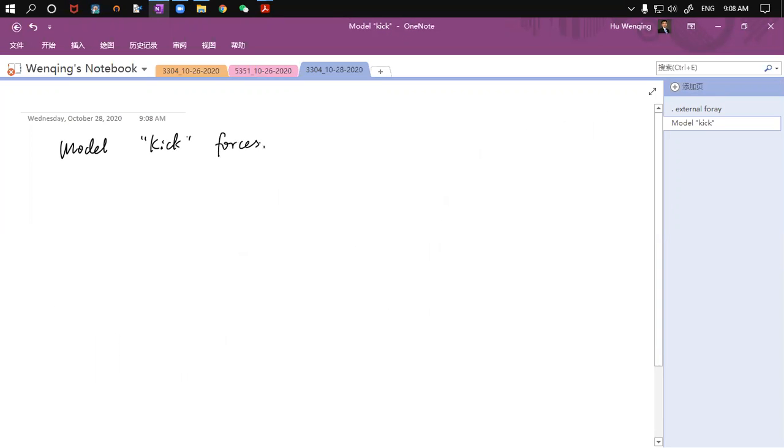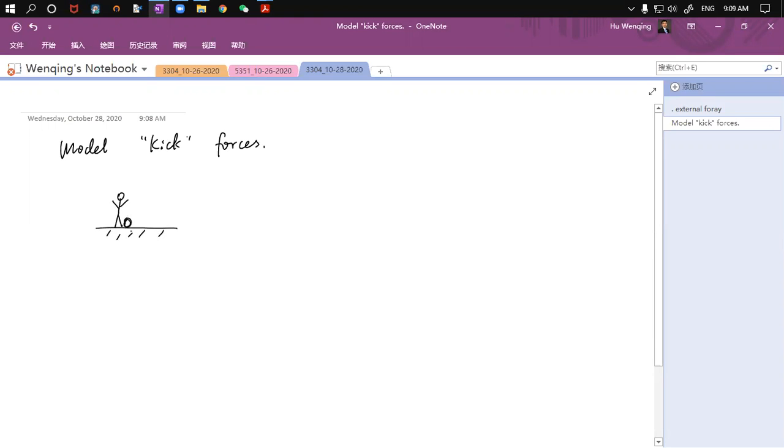That's very important. We want to model kick forces. So what do kick forces look like? Think of a soccer ball, or maybe a British football. Let's say a certain player is playing on the ground and he's hitting the football.